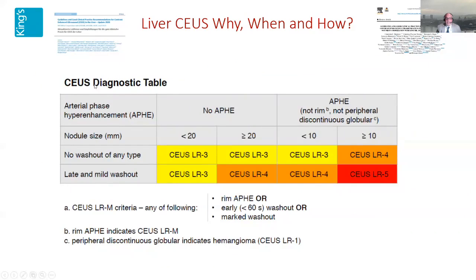So these are the tables that are produced by the LI-RADS group looking at patients with indeterminate nodules in the cirrhotic liver, and they've divided into no arterial phase hyperenhancement at the very beginning, to the presence of arterial phase hyperenhancement. And this is not rim enhancement, not peripheral discontinuous globular enhancement, which are very specific to diagnosis. And they're divided into the size of the lesion. So if you haven't got peripheral enhancement and your lesion is greater than 20 mm, with mild washout, you have a very strong chance of having an HCC in a cirrhotic liver. But if you're hyperenhancing, that lesion can be smaller. And if there is later mild washout, it is characteristic of an HCC.